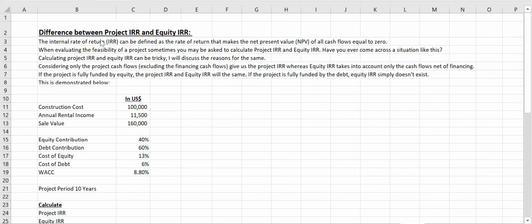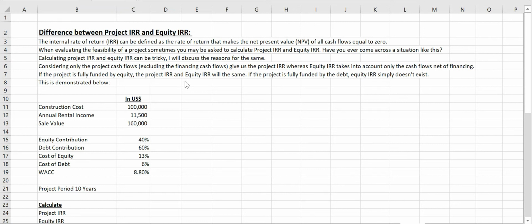For project IRR, you need to identify the expected IRR attributable to the project owners, which means the equity and the debt contributors. However, when you calculate the equity IRR, you need to calculate the expected equity IRR only for the equity contributors. This is the main difference. Calculating the project IRR and equity IRR can be tricky, so I will show you how to calculate the project and equity IRR.